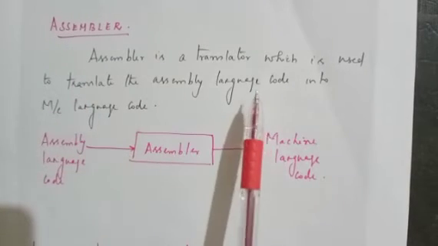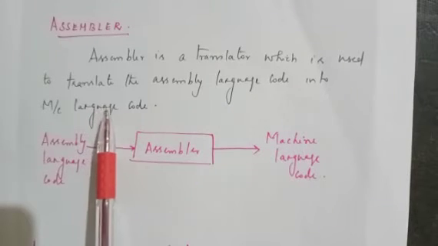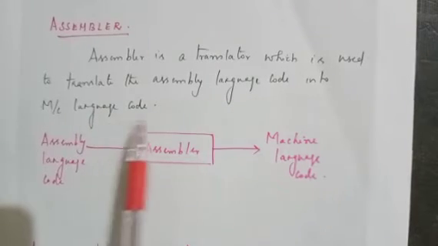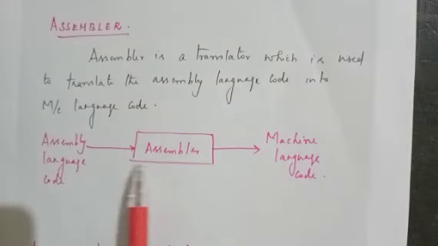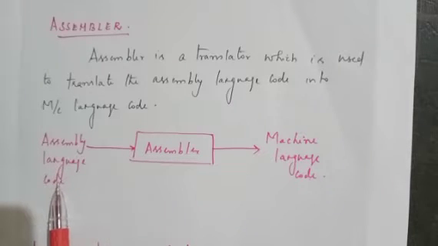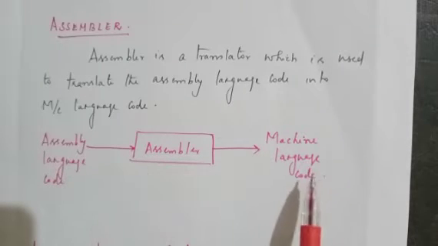Assembler is also a translator that is used to translate assembly language code into machine language code. The assembler takes as input the assembly language code and then converts it into machine language code.